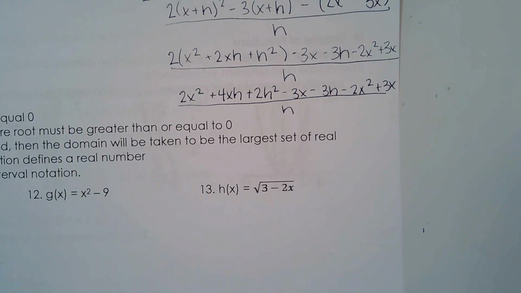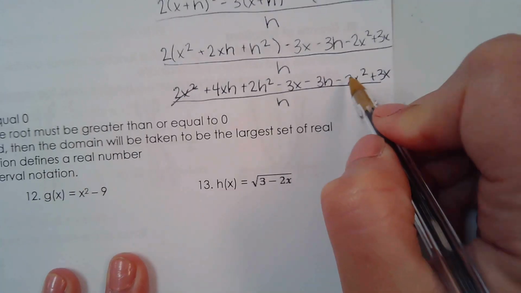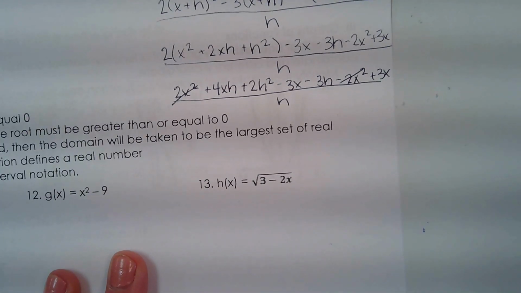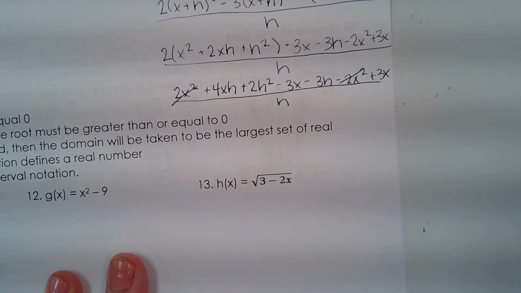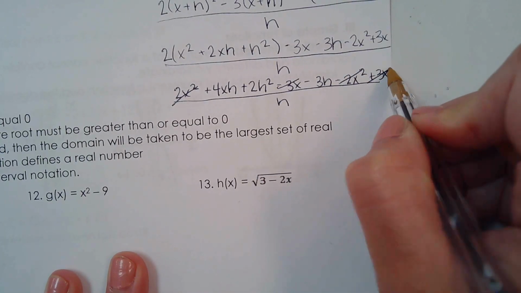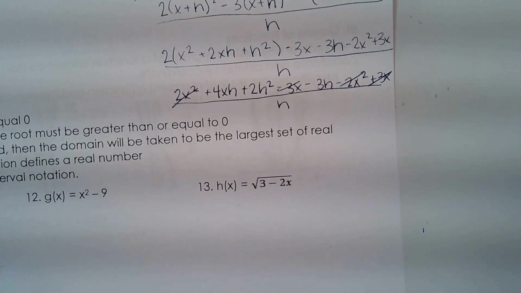So in that numerator, what will cancel? We got a 2x squared and a negative 2x squared. They go away. What else? Negative 3x, positive 3x, they cancel. Okay, so then we have 4xh plus 2h squared minus 3h all over h.